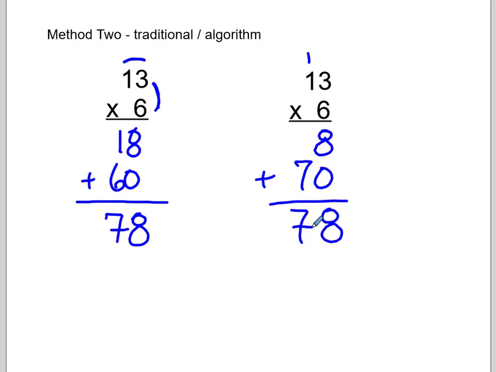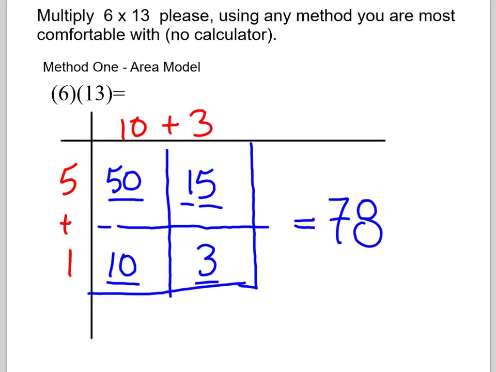Okay, so there are some things you'll start to notice here. There's 60, 18, 8, and 70. If you look at those numbers, you'll have seen some of them right here.